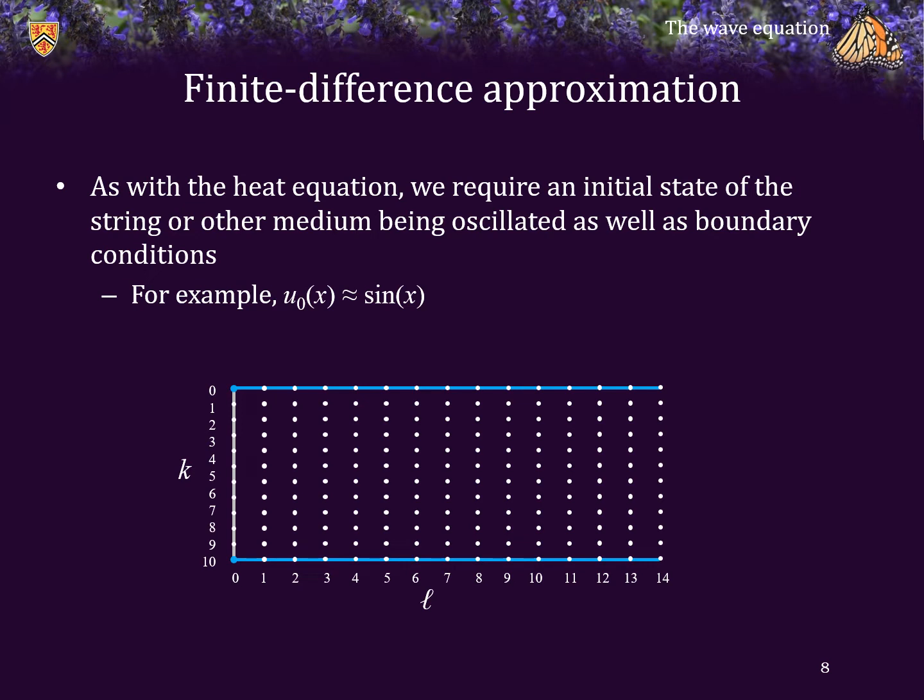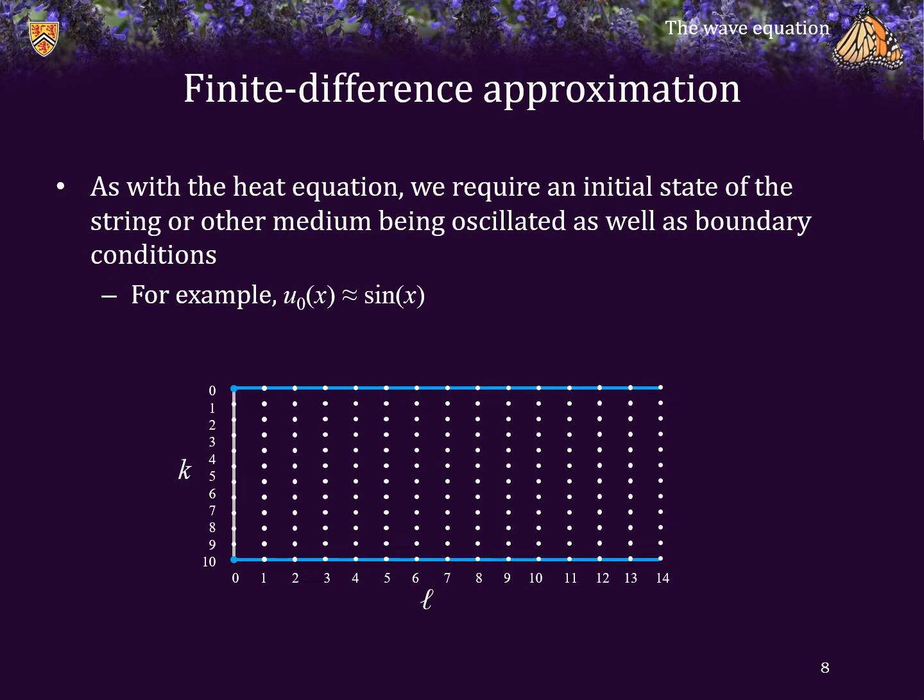As you may suspect, as we saw from the heat equation, for the wave equation we're also going to require the state of the string or other medium that is being oscillated. On top of that, we're going to require boundary values. So, for example, the string may initially be in the shape of a sinusoid, or it may be plucked, or it may just simply be held taut.